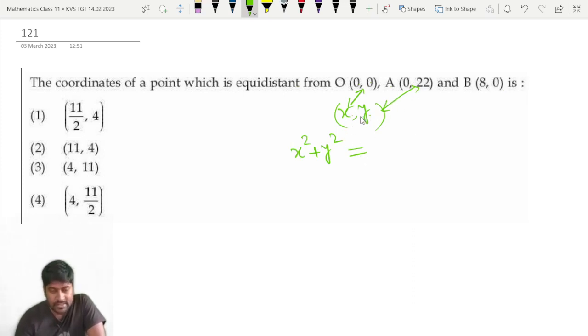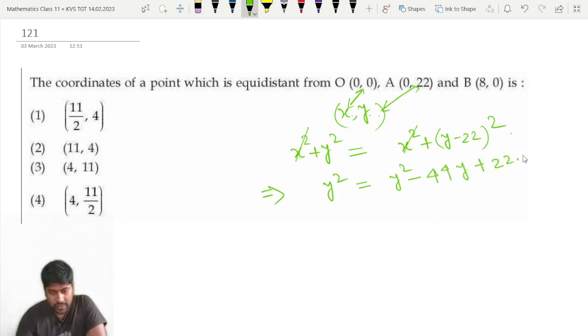And what is the distance between x comma y and 0 comma 22? So this will be x square plus y minus 22 whole square. Okay, so from here what we are getting, x square will be cancelled, so y square will become y square minus 44y plus 22 into 22, or 22 square. Okay, a minus b whole square I have applied, so y square will be cancelled. So from here we are getting 44y is equal to 22 into 22.